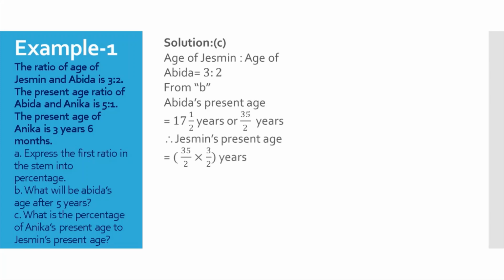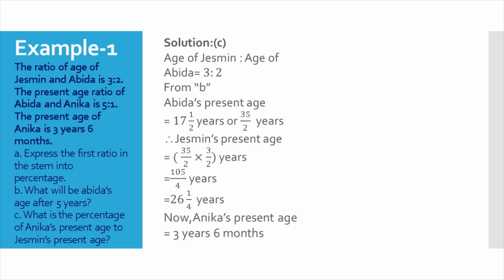Therefore, Jasmine's present age is 35 divided by 2 multiplied by 3 by 2, because here the age of Jasmine is to the age of Abida equals 3:2. So then we get 105 by 4 years, and after that if we divide, we get 26 whole 1 divided by 4 years. Now Anika's present age is 3 years 6 months.